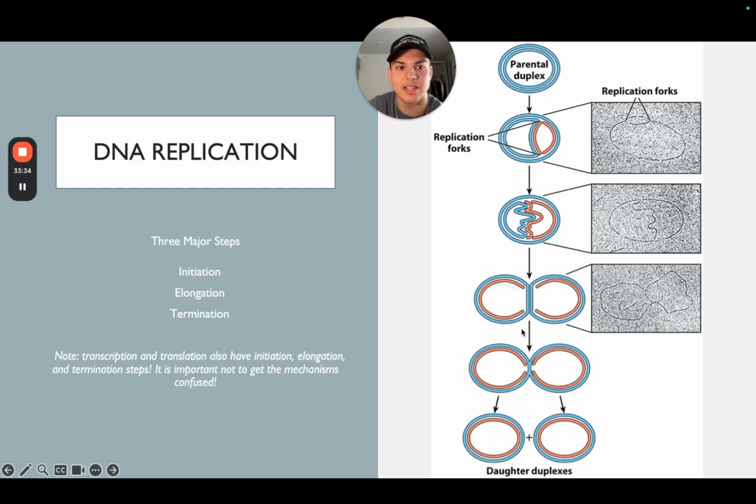Okay, so now talking about DNA replication, there are three major steps. There's initiation, there's elongation, and termination. And just a little note, transcription and translation also have those three steps as well. So just don't get the mechanisms confused, keep them organized. DNA replication, just read the name. DNA replication is going to replicate DNA. Transcription, we're going to take DNA, convert it to RNA. It's like transcribing something, right? You listen to music and then you write music notes on it. You're transcribing it from one form to another. And then translation, that one just means that we're taking our music that we made and now we're playing it onto the instrument and whatnot.